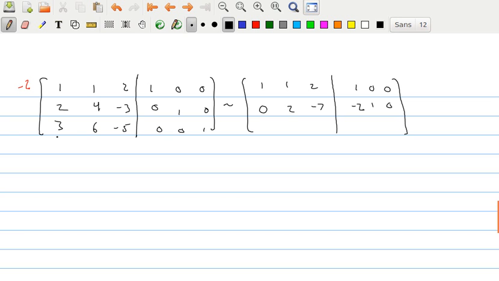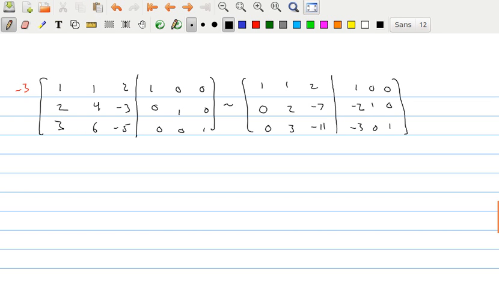And then we can get rid of the 3 in the bottom row in the same way. We can multiply the top row by -3 and add it to the bottom row. So -3 plus 3 is 0. -3 plus 6 is 3. -6 and -5 is -11. -3 plus 1 plus 0 is -3. 0 plus 0 is 0. 0 plus 1 is 1. So far it's looking pretty good.